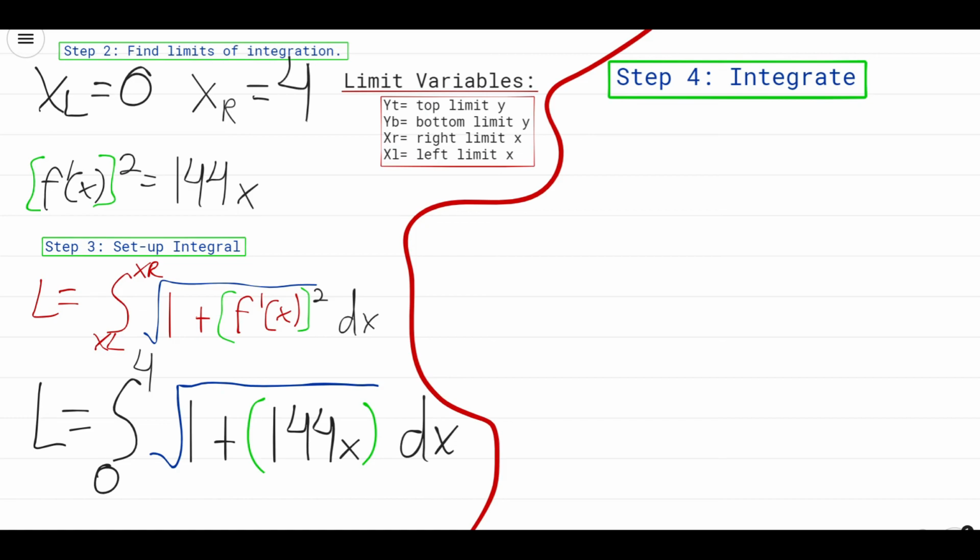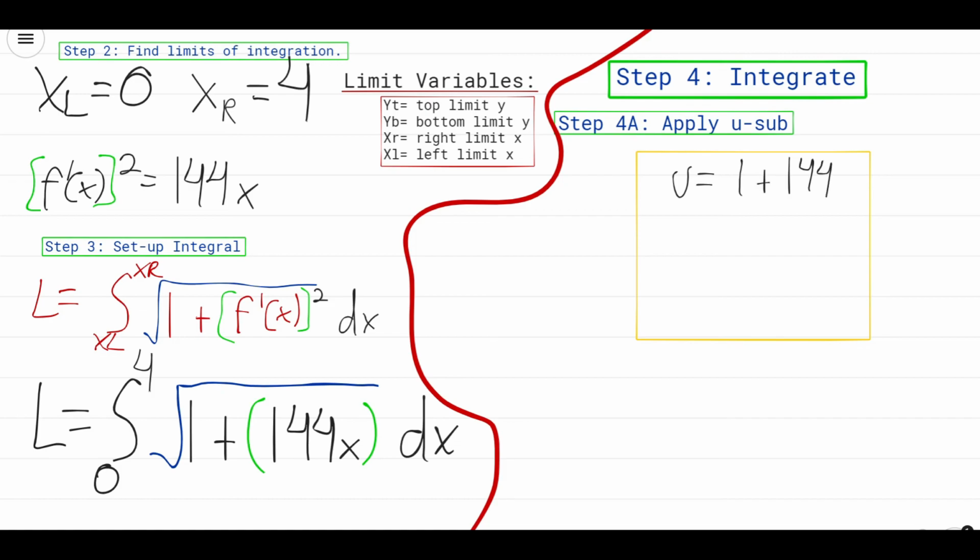Well, as it turns out, the best method would be to apply u substitution, which is what we're going to do. So we're going to set up u is equal to 1 plus 144x, du is equal to 144 times dx, because we're only taking the derivative with respect to x. So the derivative of 1 is 0, the derivative of 144x is 144, and thus when we solve this for dx, this is equal to du divided by 144.